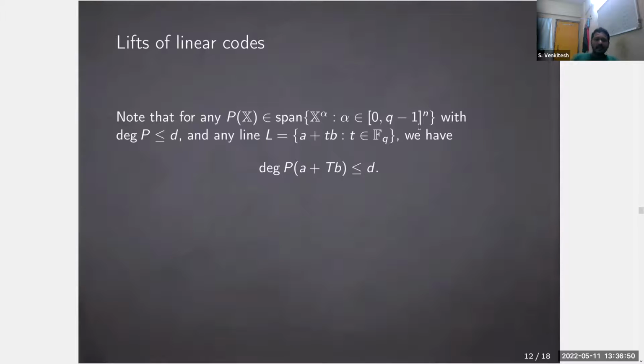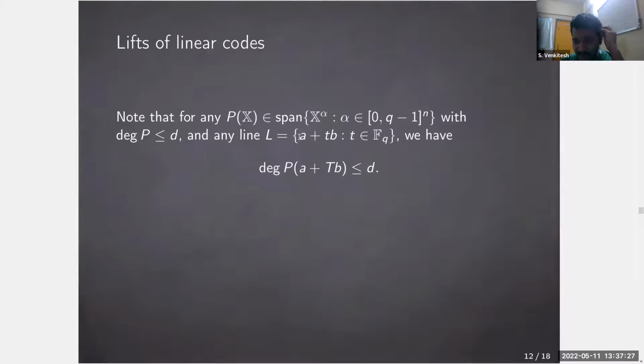Right. So for any polynomial in this span, that's basically any function on the vector space F_q^n, with degree at most d, and any line in this vector space. Every line in the vector space can be parameterized as a plus tb for some fixed a and b. So for any polynomial with degree at most d and any line, it's obvious that when you restrict the polynomial to the line, you get a univariate polynomial whose degree is also at most d. Obvious statement. This is what we have been using so far.